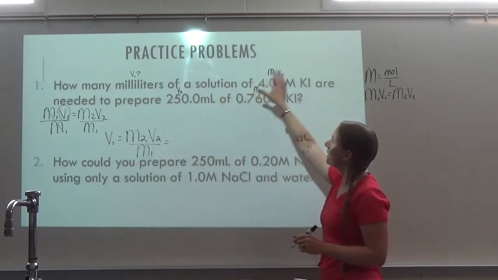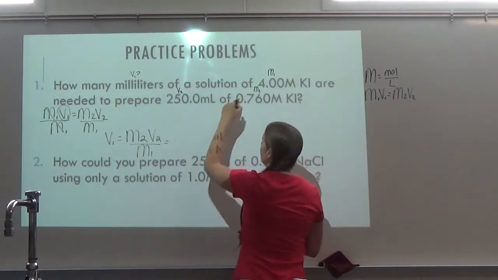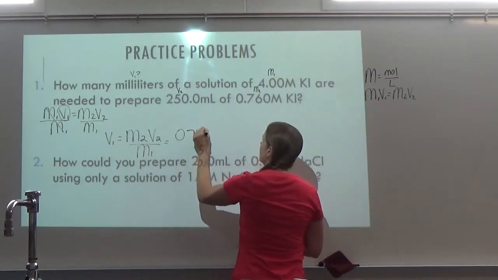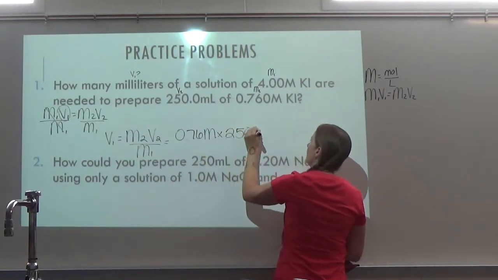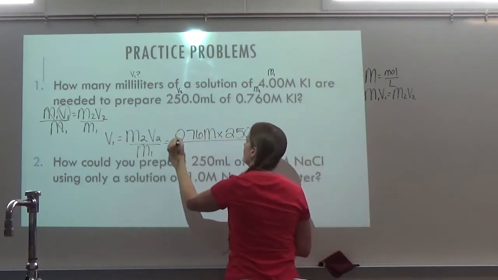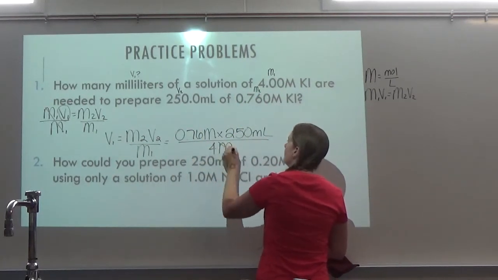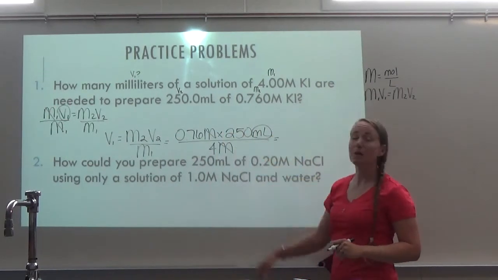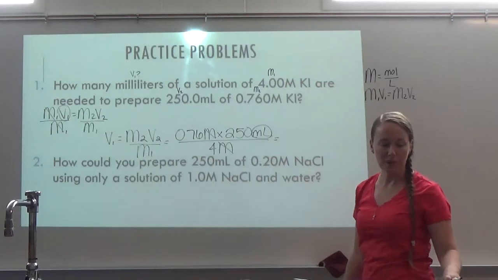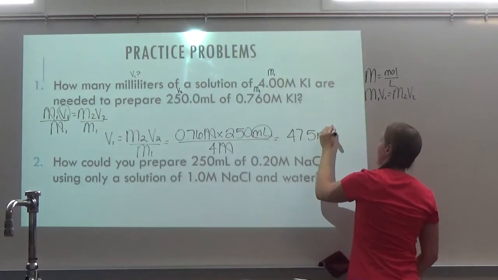And so again, since I've already gotten everything all labeled at the top, I just plug in. So my M2 is 0.76 molar. My V2 is 250 milliliters, because remember milliliters is fine for this formula. And my M1 is 4 molar. So my molarities cancel and I'm left with milliliters. So I multiply my top two numbers and divide by that 4 on bottom. And I ended up getting 47.5 milliliters.